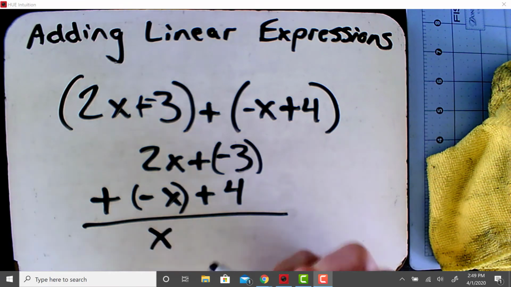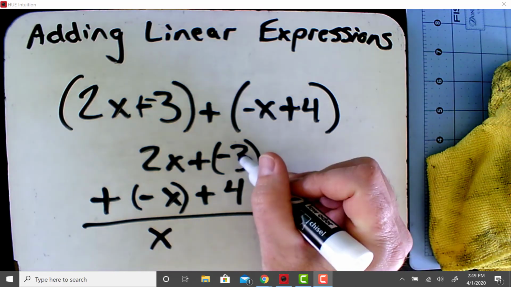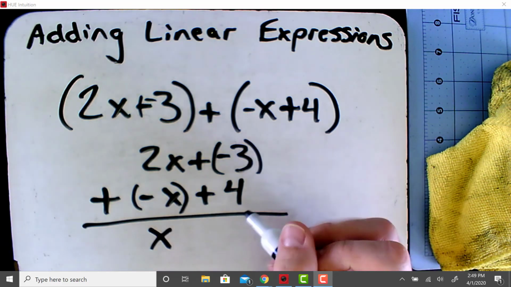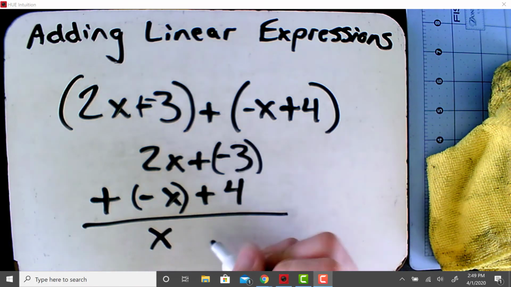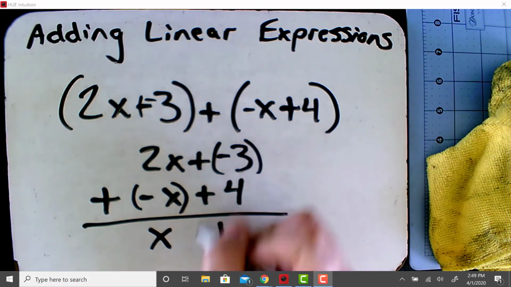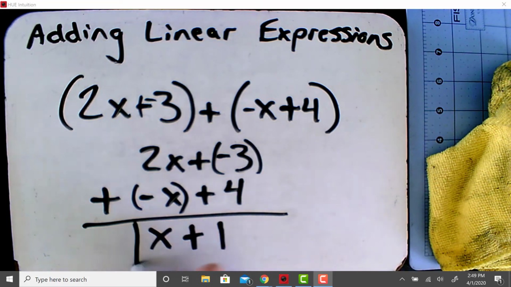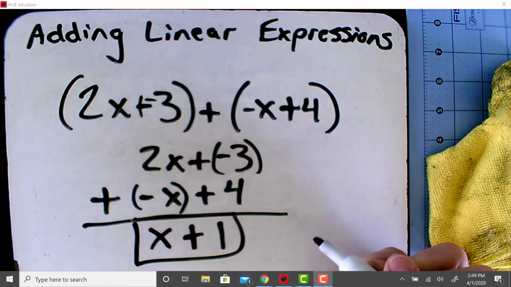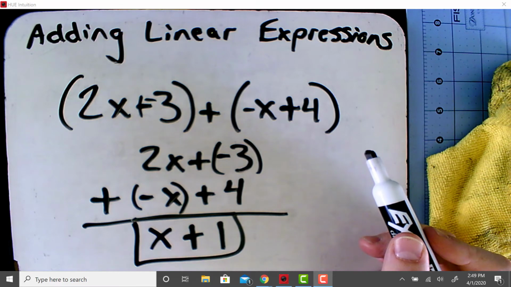I don't have to put the 1 in front. So I've got x, good. Now I've got -3 plus 4. So -3 plus +4, that gets me 1. And I would have a plus sign between them because it's a positive 1. And here is my final expression after I've simplified by adding those two linear expressions together.